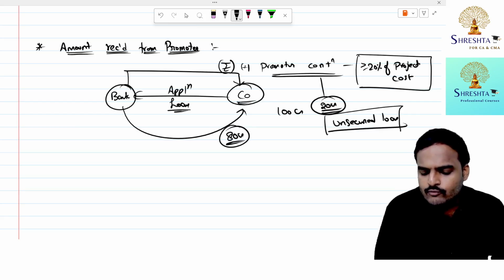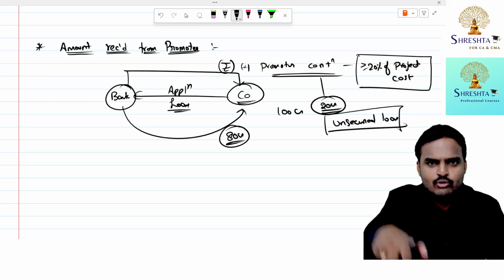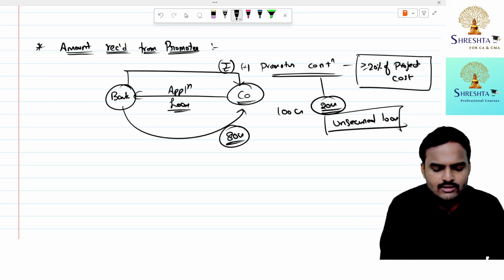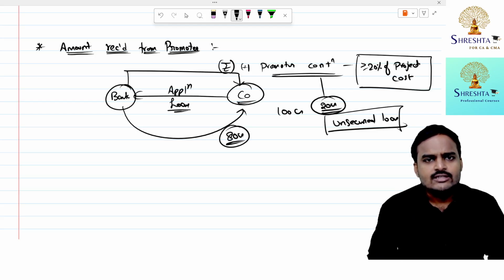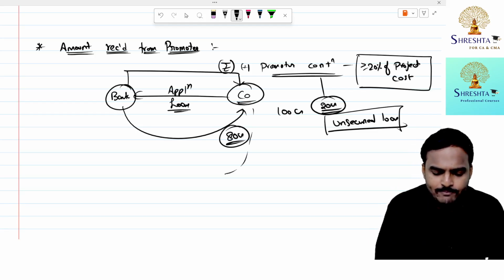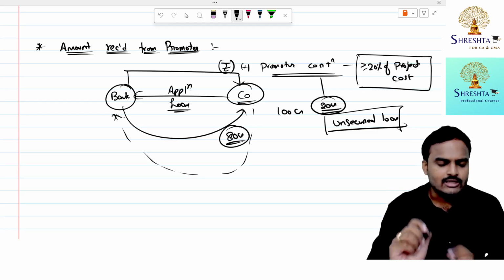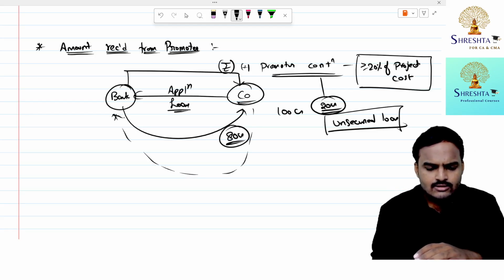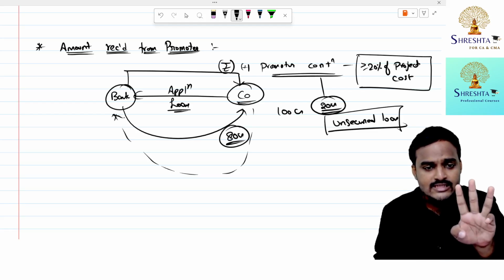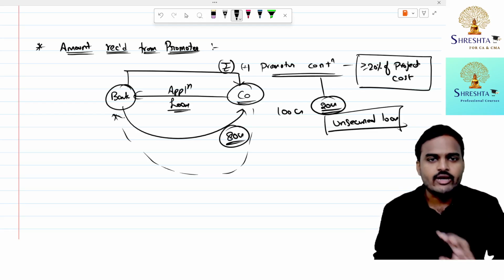Now, amount received from promoter because of condition imposed by the banks, and if the amounts are unsecured loans, then that amount is also not treated as deposit. That amount is also not treated as deposit till company repays money to the banks completely. Last but one attempt, I think. This point was tested for 3 marks. Are you getting my point?